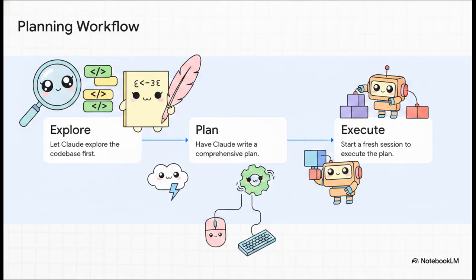So, the workflow you want to follow goes exactly like this. 1. Let Claude explore the code. 2. Have it write up a comprehensive plan. And 3. Start a completely fresh session just to execute that plan. Now, the only exception here, well, if you can describe the exact code change in a single sentence, like fixing a quick typo, go ahead and skip the plan. But for complex architecture, this 3-step workflow is absolutely non-negotiable.